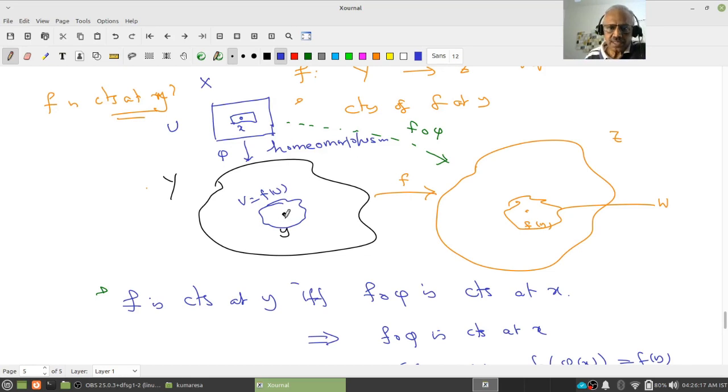f is continuous at y, so you gave me a W, then I have to find a V. So Y may be a new object to me. But I know Y is homeomorphic to some well-known object, or I am very comfortable with another topological space X such that X is homeomorphic to Y. Therefore, the continuity of f at y is reduced to the continuity of the composite function f composite phi at x. Keep the picture in mind, relish it, and go through it.